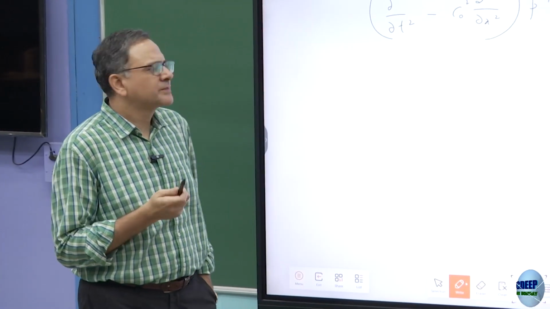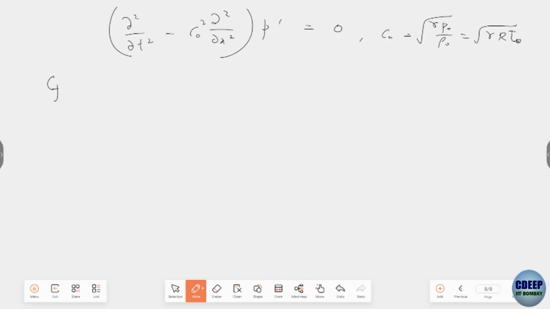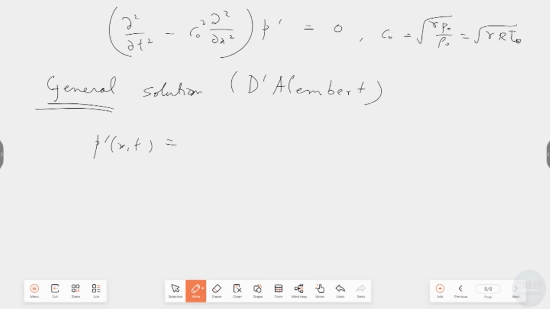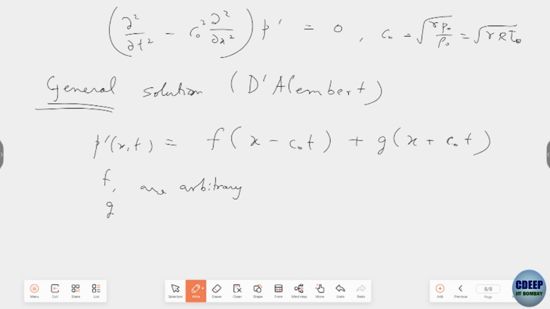I think it's the first homework problem, to see for yourself that the general solution, and you have to show it's a general solution, not a particular solution, is given by D'Alembert: that p prime as a function of x and time can be expressed as the sum of two functions, f and g, which are arbitrary twice differentiable functions of a single variable.